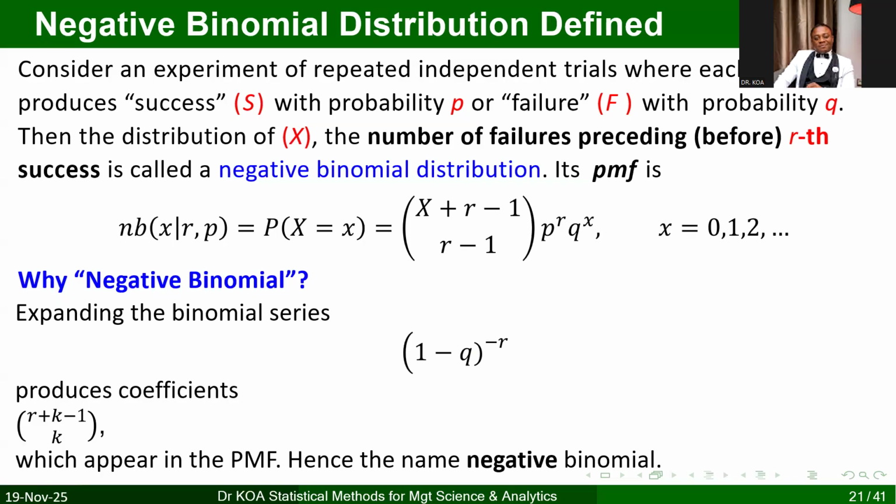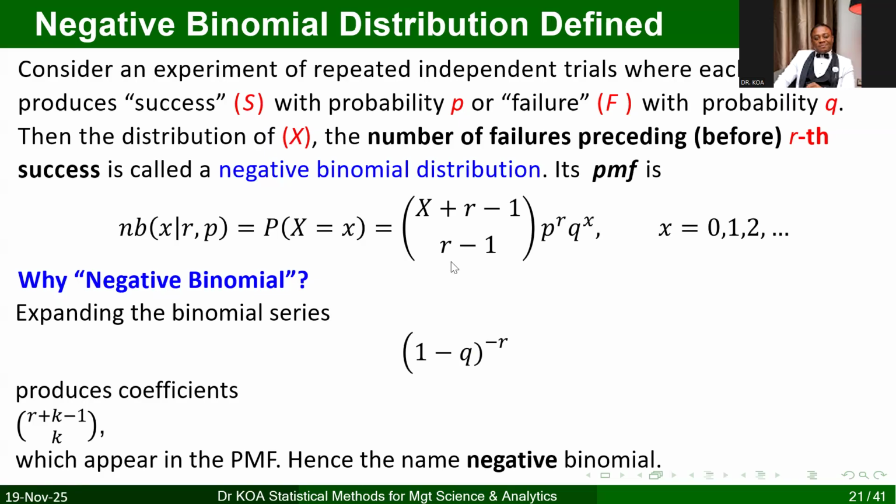The more you want to find success but you're not getting it, what are you doing to the failure? You're increasing the failure rate. You're increasing the failure, so you are becoming more negative. That's the point. You're deepening the negativity, and that is why we say there is a negative binomial distribution. So the distribution is becoming more negative.